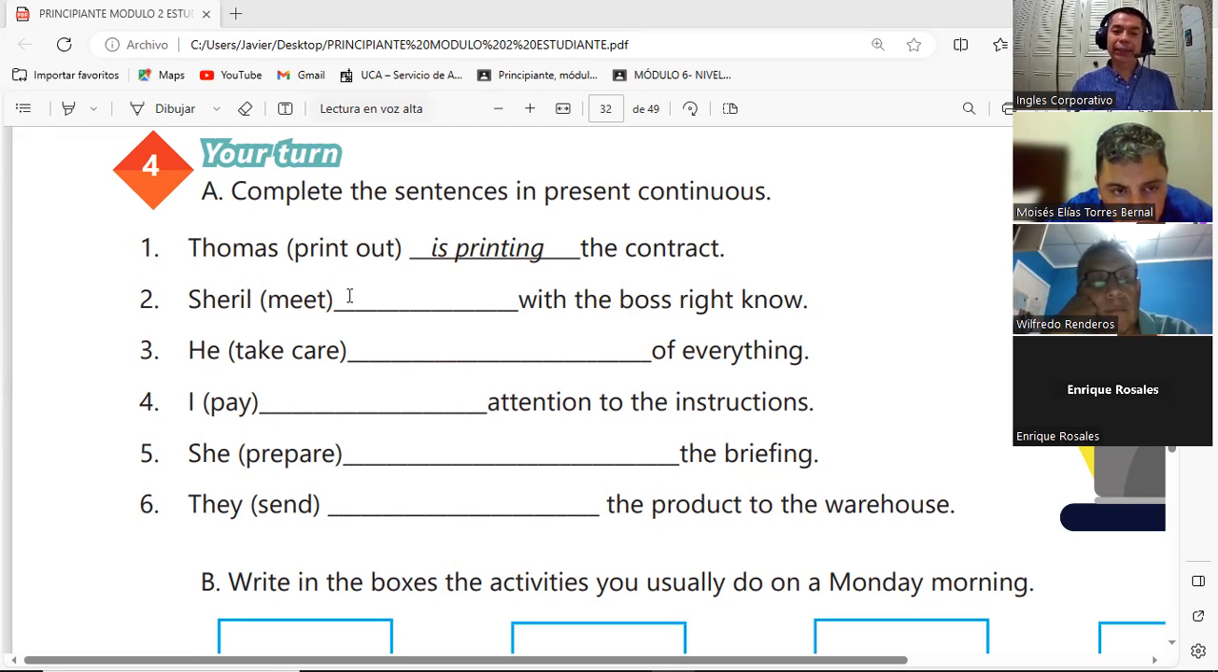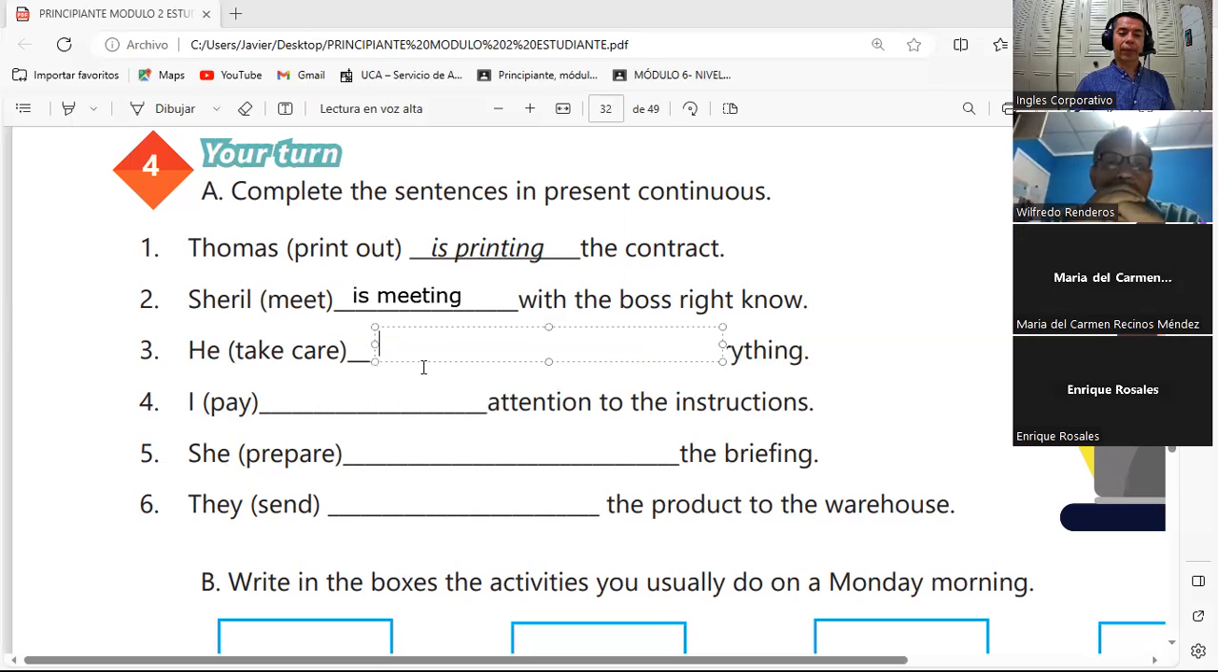So Cheryl is meeting. Very good. Cheryl is meeting. Thank you, Enrique. Thank you very much. Now, Maria, please. Number three. Present simple. Present continuous, right? Okay, sorry.